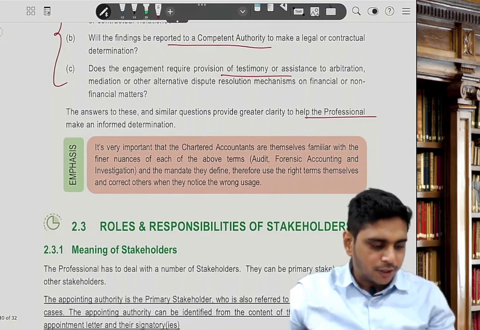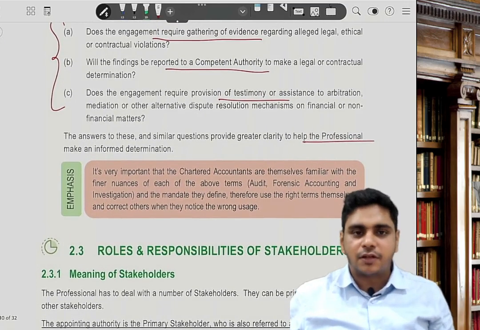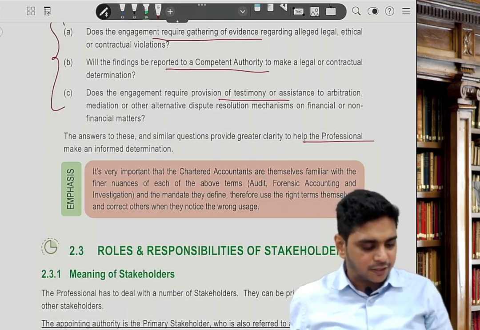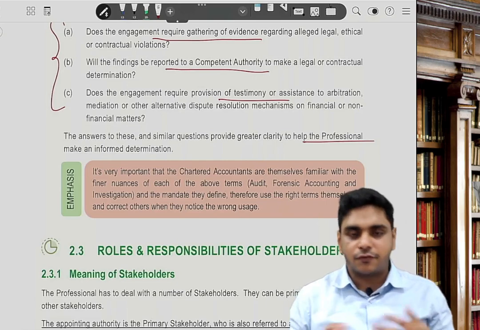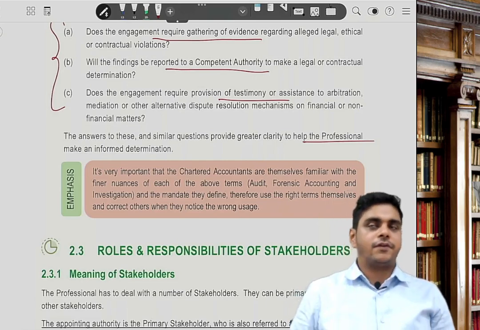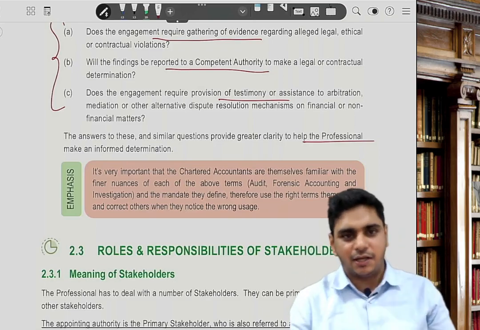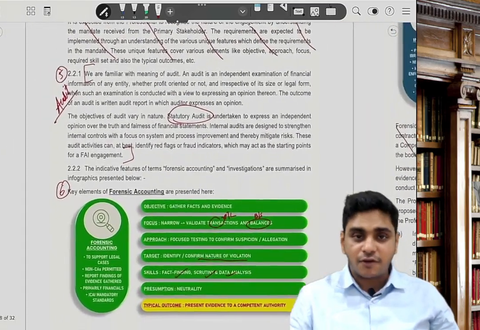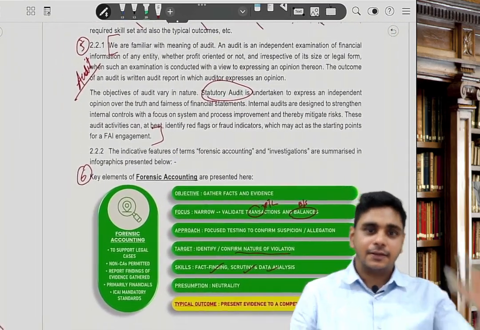It is very important that the CEs are themselves familiar with the finer nuances of each of the above terms like audit, forensics and investigation, and the mandate they define, and therefore use the right terms at the right places. Understood? So this is the difference between audit, forensics and investigation. So answer number 5, 6, 7. Now you will read 5, 6, 7. Read from the screen.